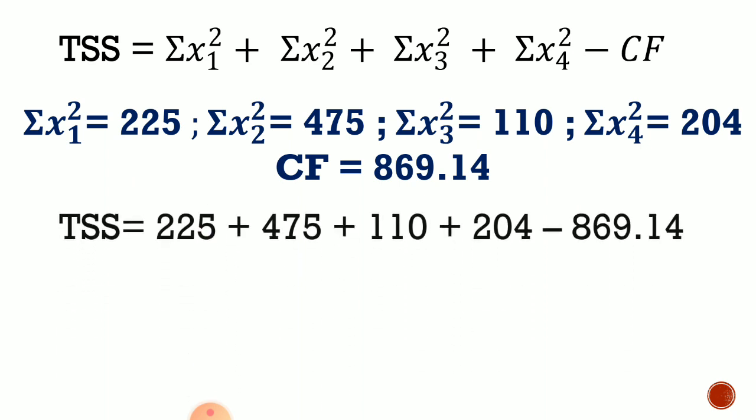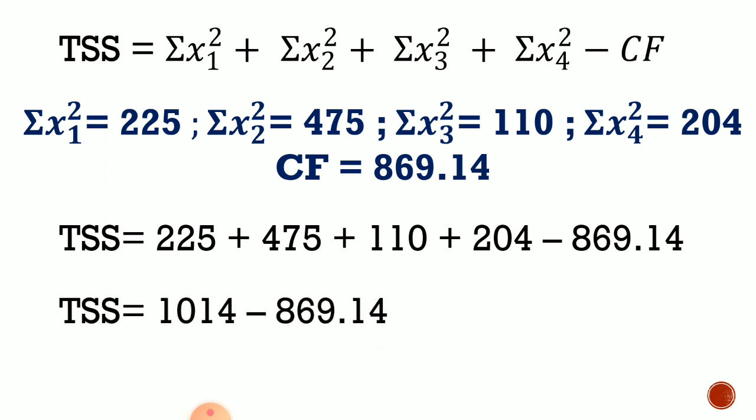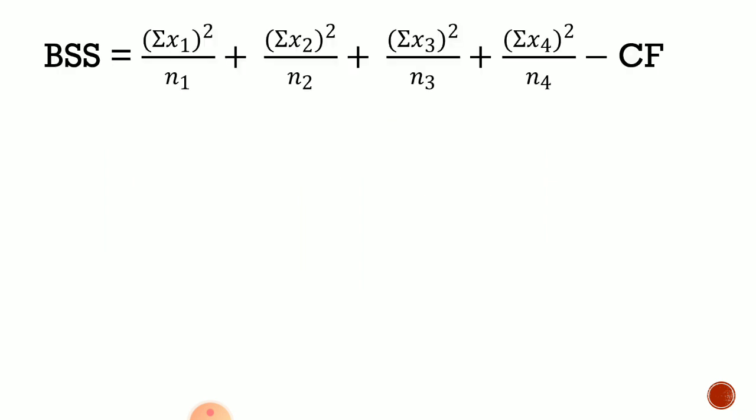Then plug these values into the formula. So that is now TSS is equal to 225 plus 475 plus 110 plus 204 minus 869.14. So simplify further. TSS now is equal to 1014 minus 869.14. And that is equal to 144.86.